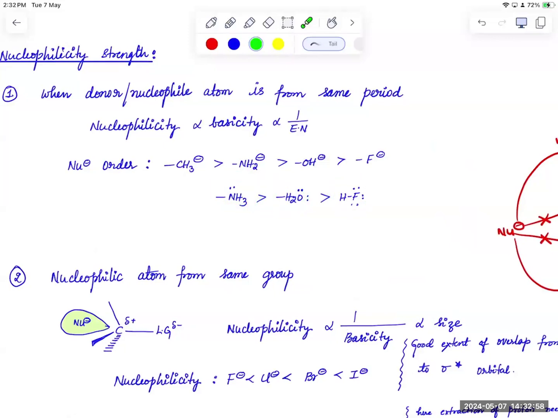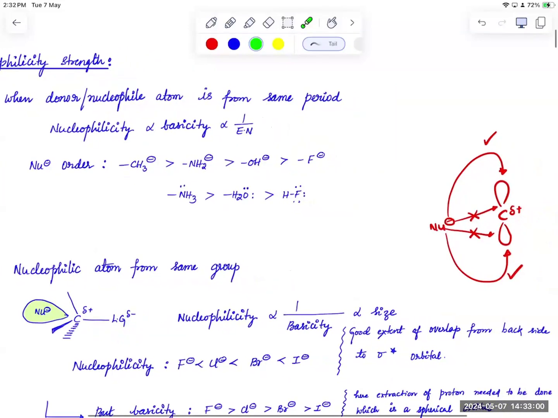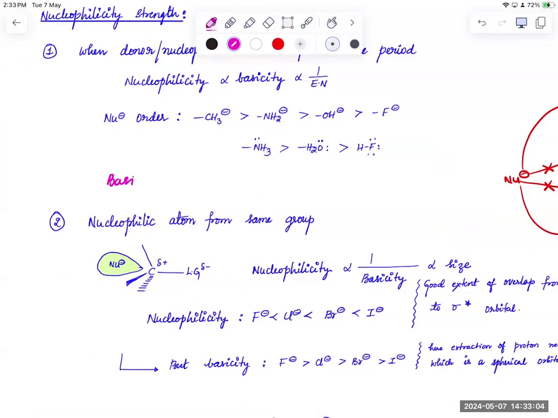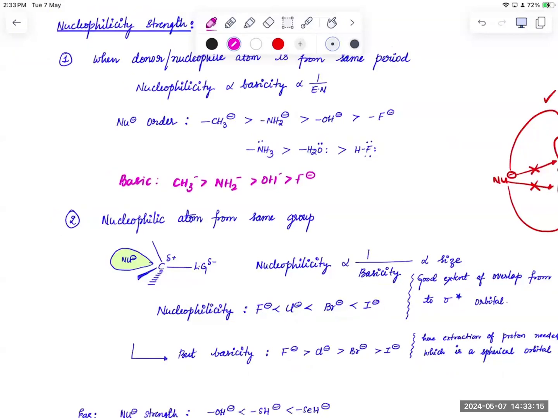Just to remind you, the basic character also, left to right, will be CH3 minus greater than NH2 minus greater than OH minus greater than F minus. This is the basic character as well.